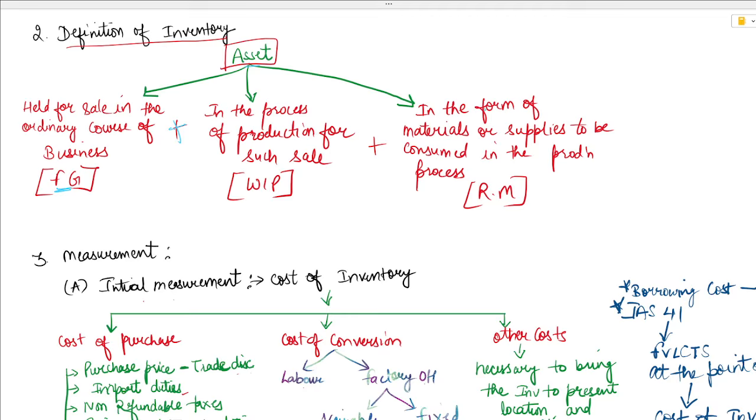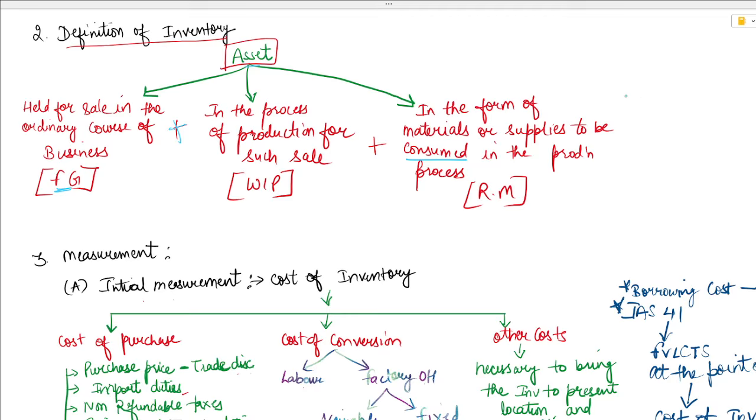So this is WIP. And in the form of material or supplies to be consumed in the production, means the thing that you are using in the production, means raw material. So first of all it's raw material, then your process is going on and it's still in process, it's WIP, and then it's finished goods. All of these things will be included in the definition of inventory.